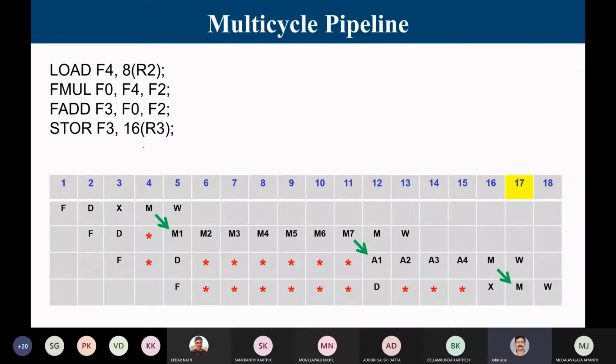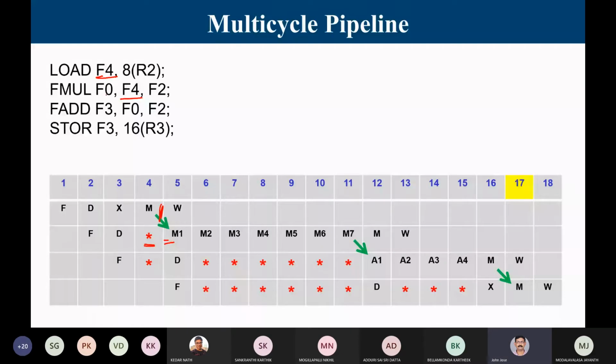And then with operand forwarding, your F4 value, that is the loaded value, is available only at the end of the MEM stage. So multiplication can start only after the MEM stage of the load instruction. That's why there is a stall here. That will continue in the decode stage. So the dependency is operand forwarding from the output of the MEM stage to the input of M1.